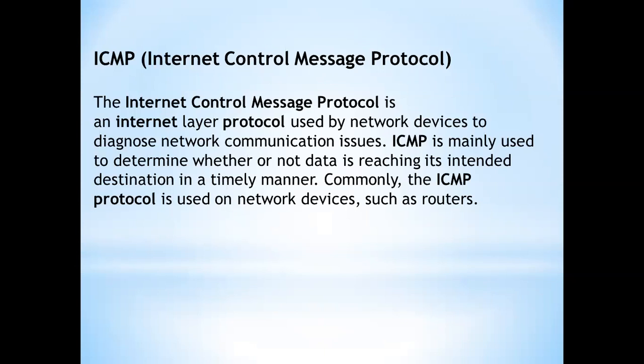IP also lacks a mechanism for host and management queries. A host sometimes wants to know if a router or another host is operating or dead, and sometimes a network manager needs information from another computer on the network, such as a host or router. ICMP operates in the network layer, but its messages are not passed directly to the data link layer. Instead, messages are first encapsulated inside the IP datagram and then sent to the lower layer.